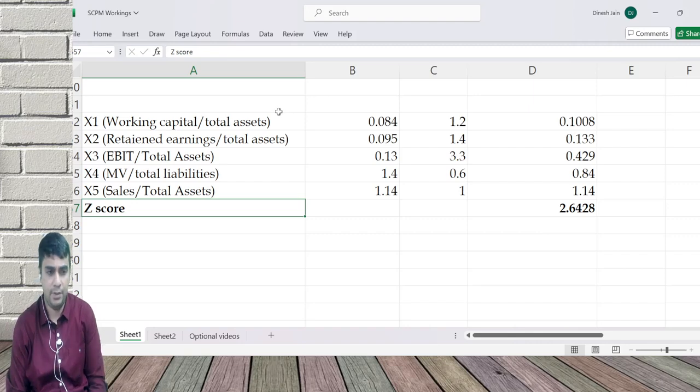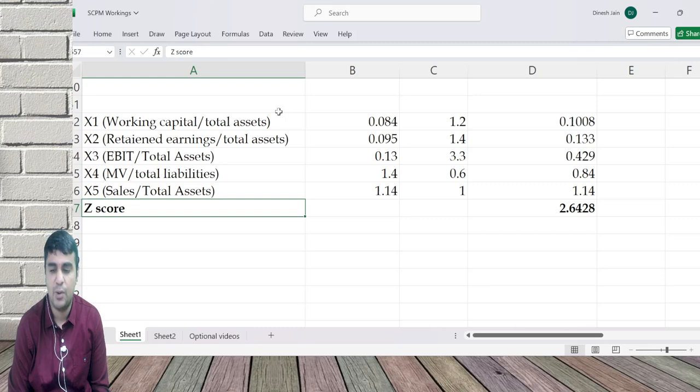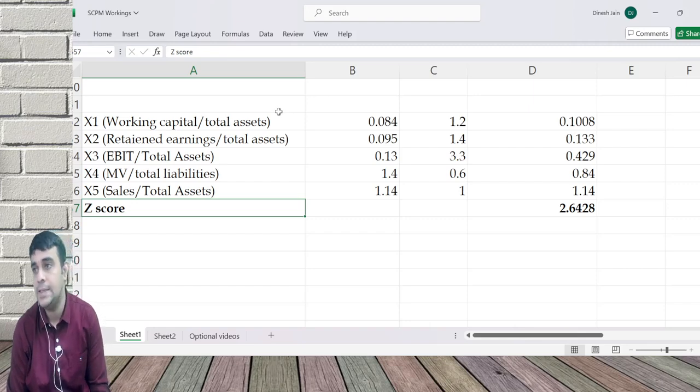Remember, X1, X2, X3 will not be very tough. Coefficients can be a challenge. However you remember it, please remember 12, 14, 33, 6 and 1. Those are the coefficients: 12 is 1.2, then 1.4, 3.3, 0.6 and 1. How you want to remember this is a call you take.